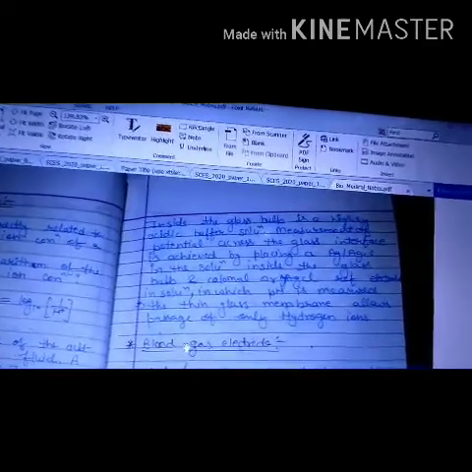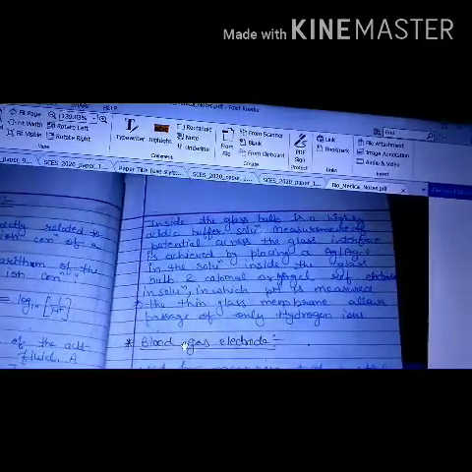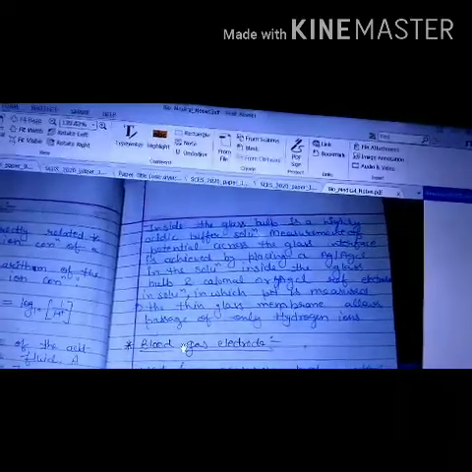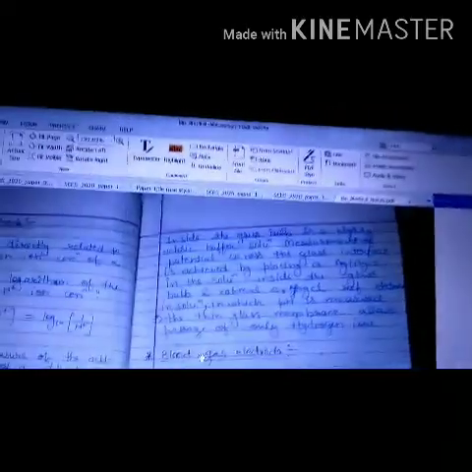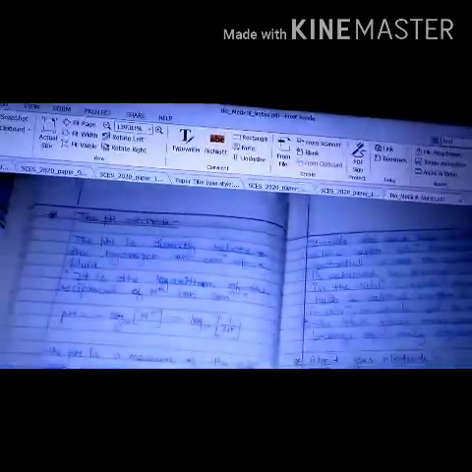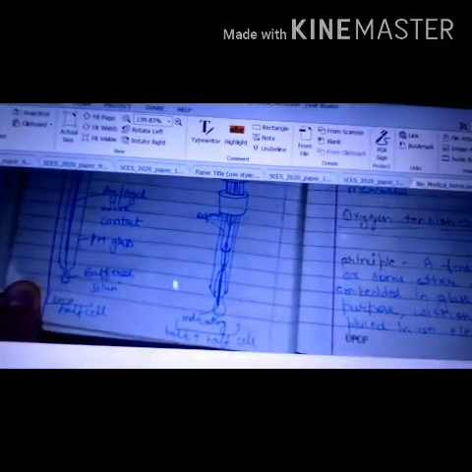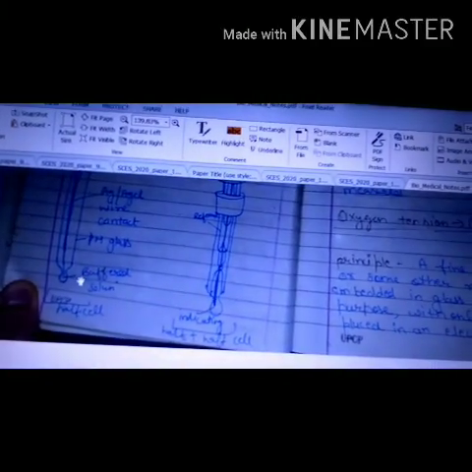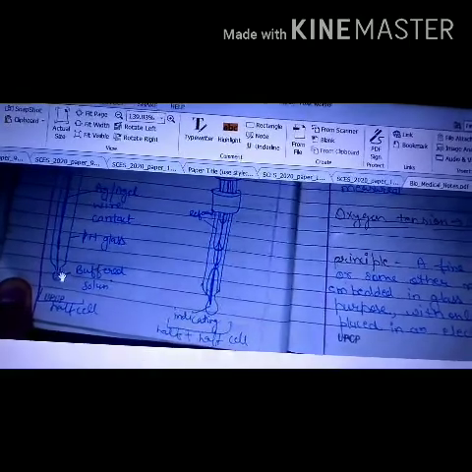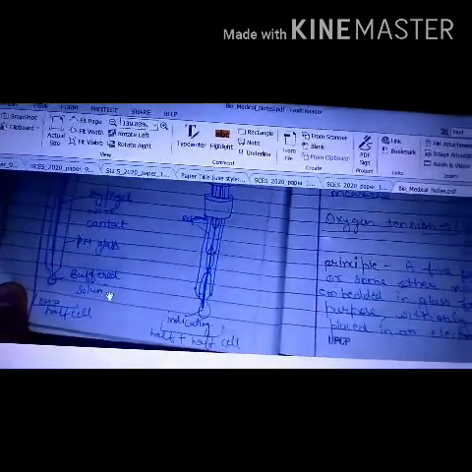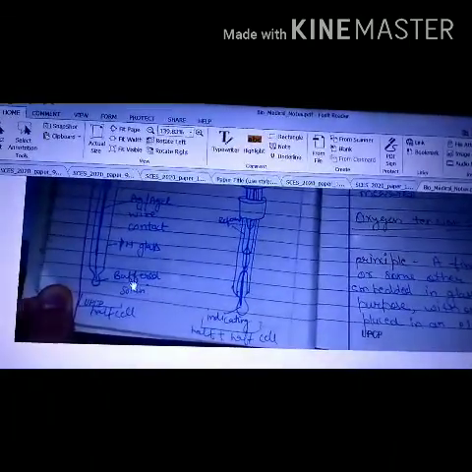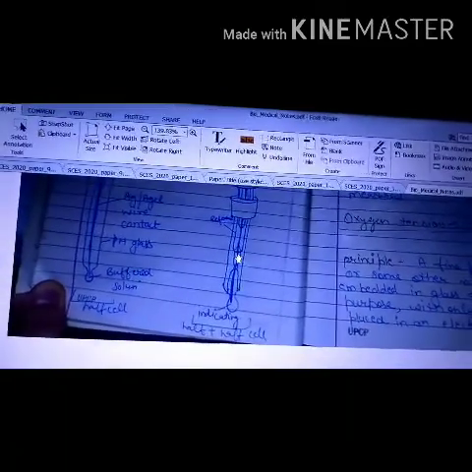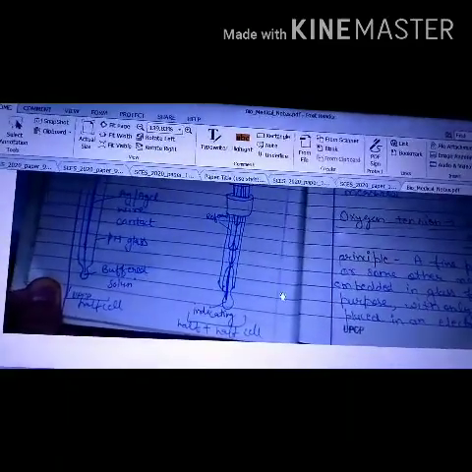The thin glass membrane allows the passage of only hydrogen ions. So the membrane which we are seeing in this figure, the glass membrane, is semi-permeable. This membrane is semi-permeable only to our H positive ions, and therefore pH can be measured with its help.